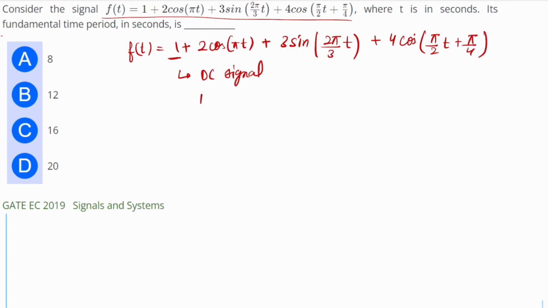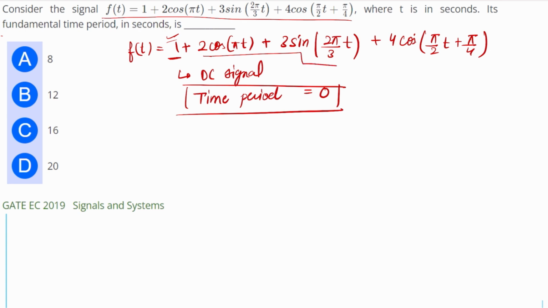The time period of a DC signal is considered to be 0 since the frequency of a DC signal is 0. So the time period of this DC signal will not hinder the time period of any other signal. So basically, whenever we are calculating the fundamental time period of an additive signal, we can ignore the DC signal. Next signal is 2 cos pi t.